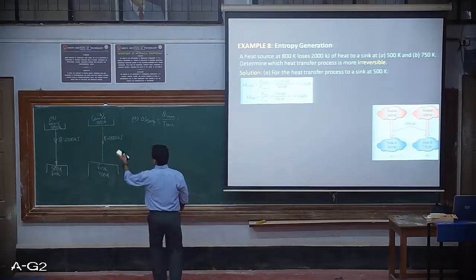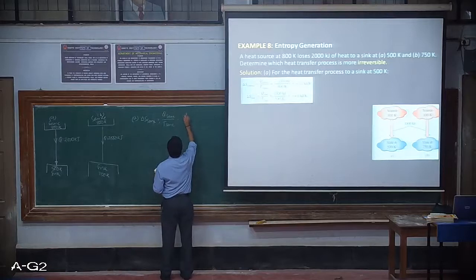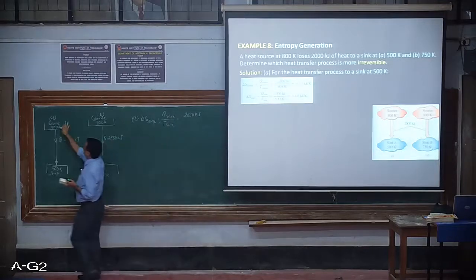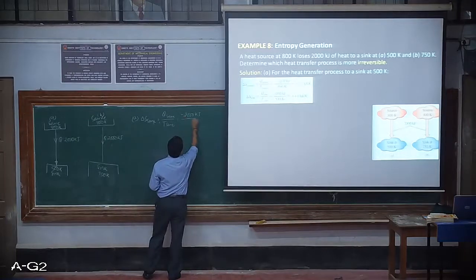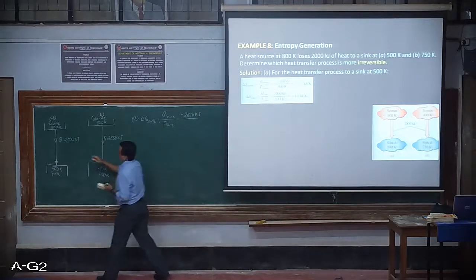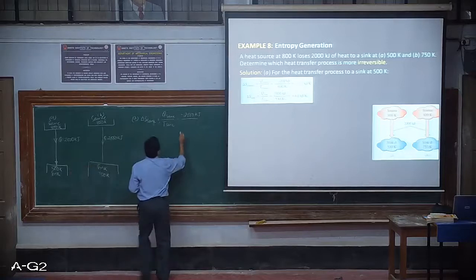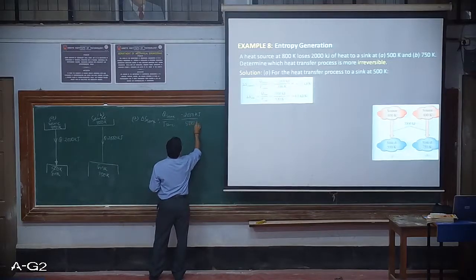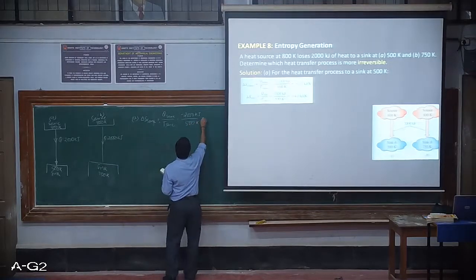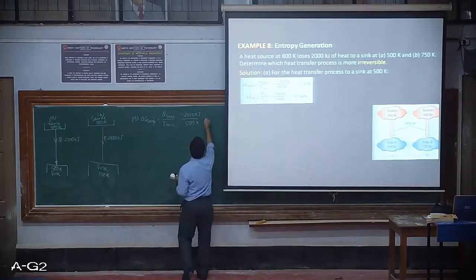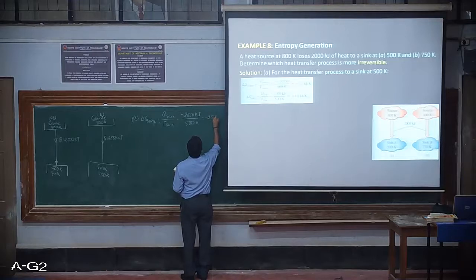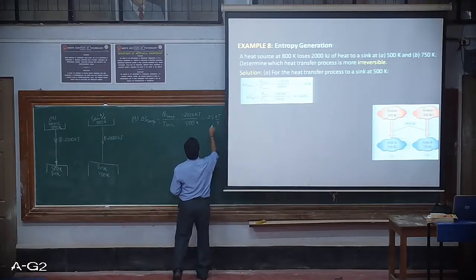So heat from the source is 2000 kilojoule. Obviously since heat is lost from the source, by sign convention it is minus, divided by T source, 800 Kelvin. Okay, so therefore the entropy change of the source in this case is minus 2.5 kilojoule per Kelvin.